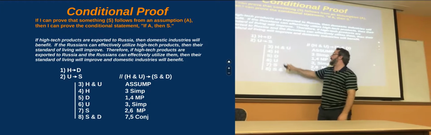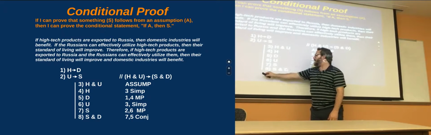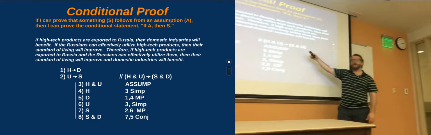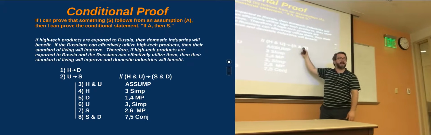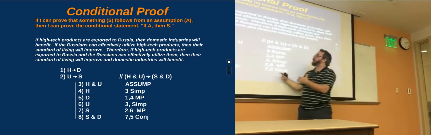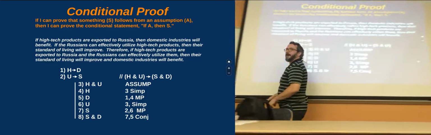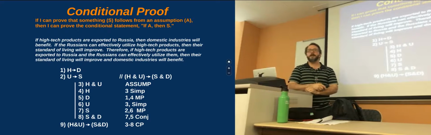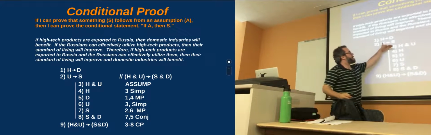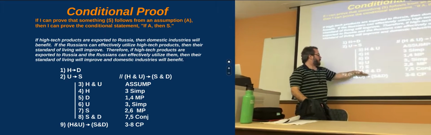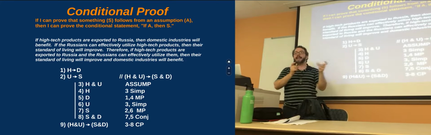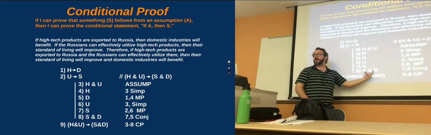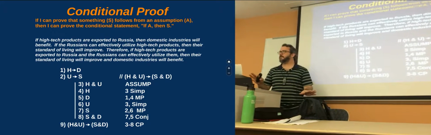Another way of saying that is, if H and U is the case, then S and D is the case. And that, my friends, is what I'm trying to prove. If H and U were the case, then S and D would be the case. The way that I get out of my hypothetical world now is I employ a new rule that we're introducing here, the rule of conditional proof. That conditional proof rule says, if I make an assumption, then for any conclusion that I draw from it, I'm able to make a conditional statement that says, if the assumption, then this thing that I'm able to prove from my assumption. Does that make sense?